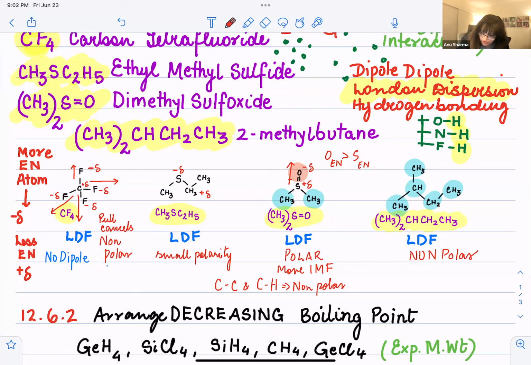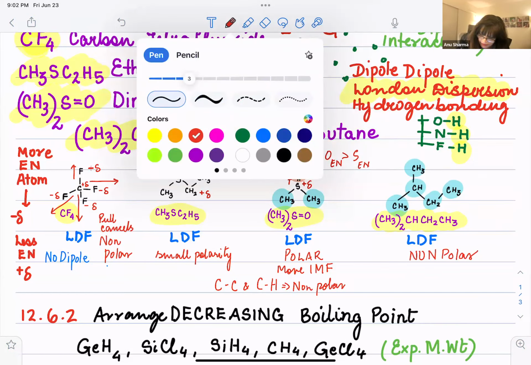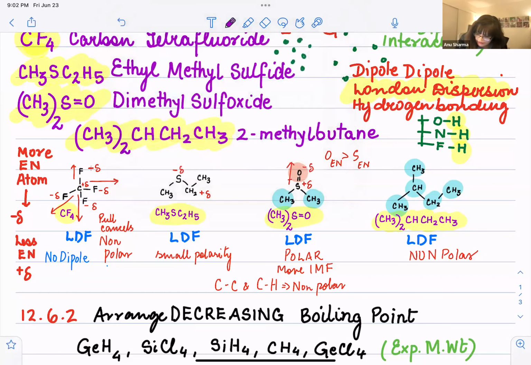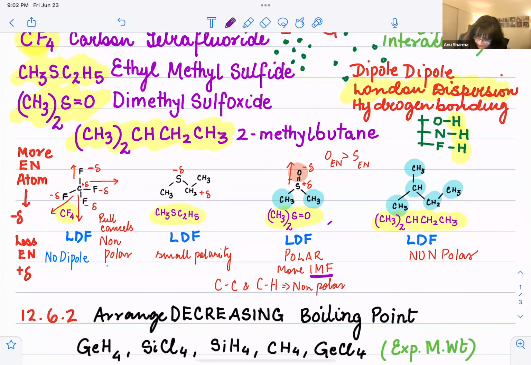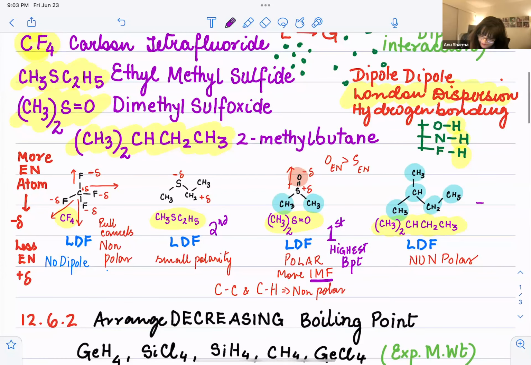Next thing is the polarity. This one is more polar, so let me mark it in a different color. This will have the highest boiling point, with more intermolecular forces. It's very difficult to break the network, so that's one thing. Next, the other one has a small polarity, so this is second. Then this is the third, and this is the fourth.